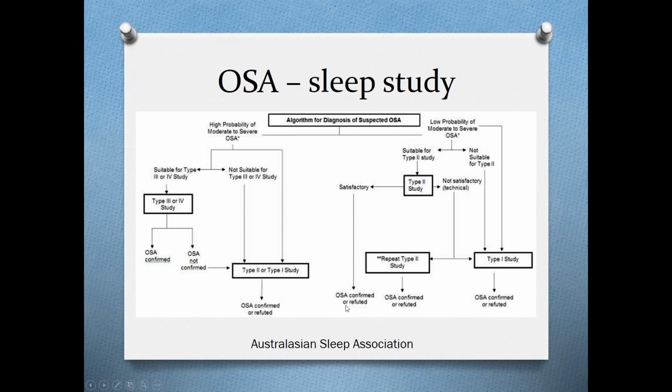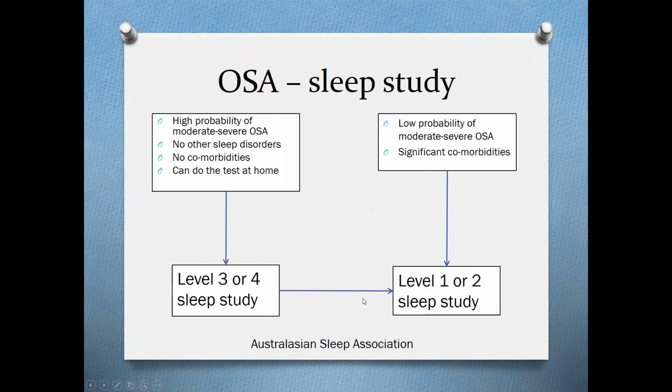This is the guideline by the Australasian Sleep Association about who needs what. Forget about the algorithm, but the idea is if someone has a high probability of moderate to severe sleep apnea, not just mild sleep apnea, and they can do the test at home and they don't have any other sleep disorder or comorbidities, then they can do a level 3 to 4 sleep study at home. So that increases the accessibility of the test. Some papers have shown that up to 80% of patients fall in that category.